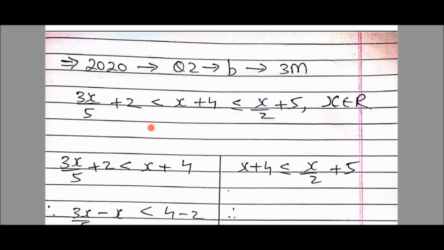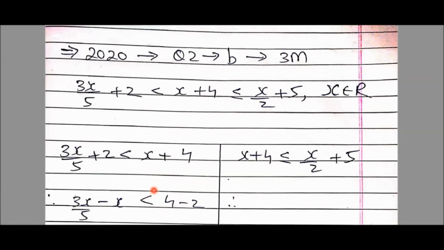Once again, we have three expressions. First expression, see the cursor. Second expression, and here the third expression. In the first case, I'll draw the line here and I'll solve the first expression, 3x upon 5 plus 2, and the second, x plus 4. And here I will solve second and third, x plus 4 less than or equal to x upon 2 plus 5. First, I'll solve the first and second expression.